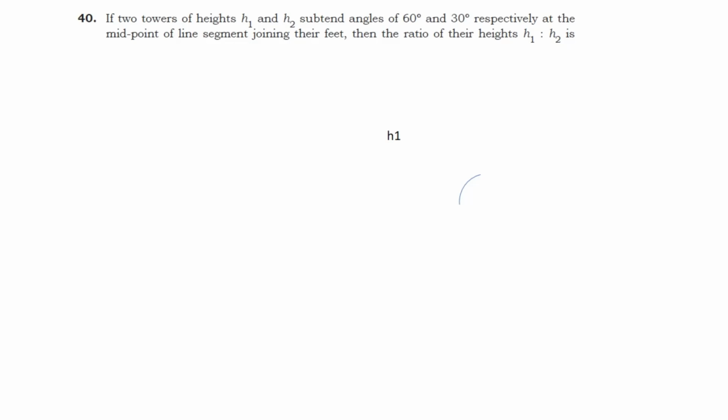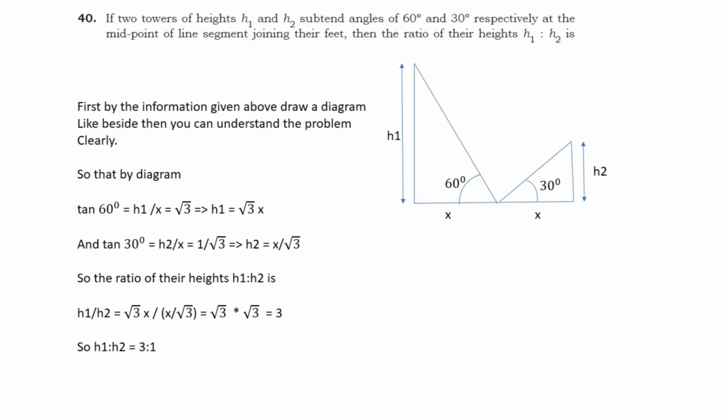So next question. If two towers of heights h1 and h2 subtend angles of 60 degrees and 30 degrees respectively at the midpoint of the line segment joining their feet, then the ratio of their heights h1 is to h2 is. So by observing the question, here I draw the diagram first, so that you can understand the problem clearly. By the diagram, tan 60 degrees equals opposite side by adjacent side, means h1 by x equals tan 60 value, root 3. So h1 equals root 3 into x.